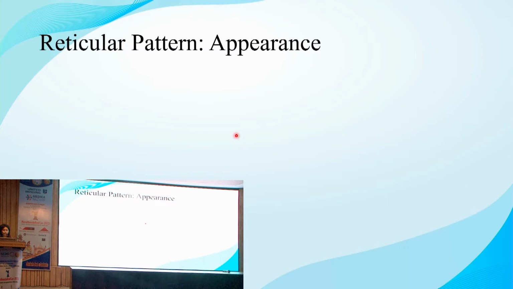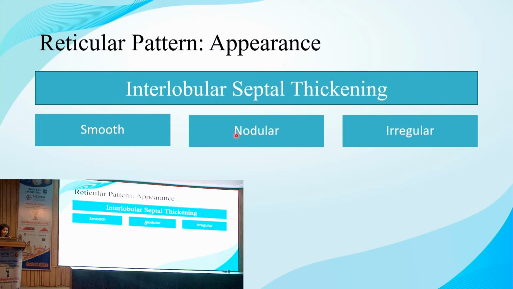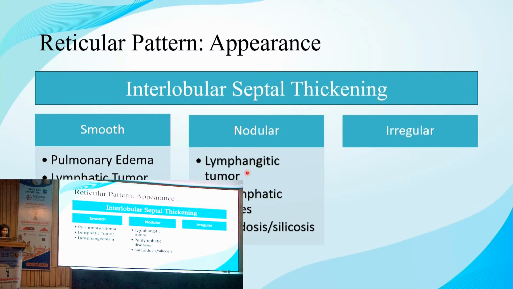Now, how will it appear on the HRCT scan? This septal thickening can either be smooth, nodular, or irregular. Pulmonary edema, lymphatic tumor, and lymphangiectasia are a few of the causes which can result in smooth thickening. Whereas lymphangitic spread of the tumor, perilymphatic diseases like sarcoidosis and a few pneumoconioses like silicosis can result in nodular septal thickening, whereas some fibrotic ILDs or sarcoidosis can result in irregular thickening of the septum.